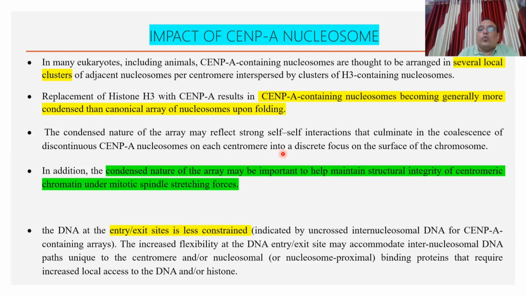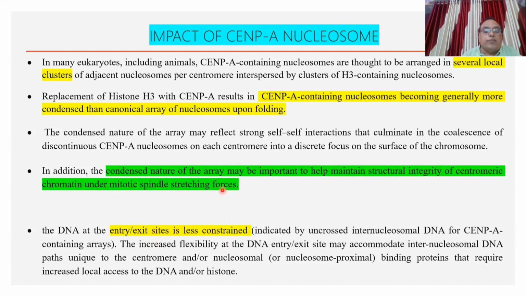They will come to lie closely. They will form clusters, and the condensed nature of the array may help maintain the structural integrity of centromeric chromatin. So as I told you earlier, this clustering, this compaction will impart strength to the portion of the centromere, and that will facilitate the pull of the spindle fibrils on either side, and the centromere will not give in to the pull. That is, the centromere will be substantially strengthened to withstand the pull pressure of the spindle fibrils from either side. Then there is the entry and exit site is less constrained.